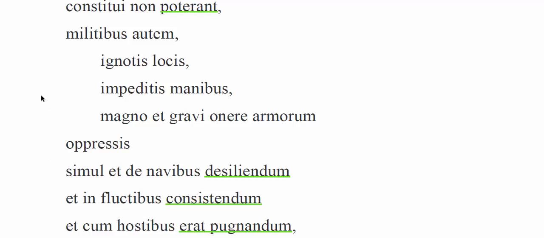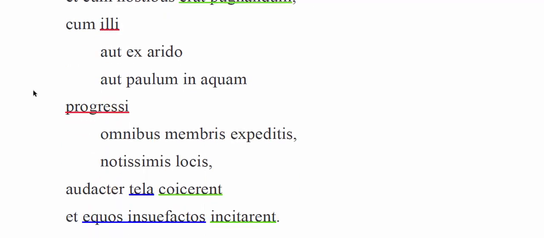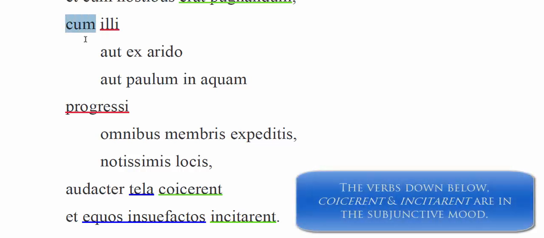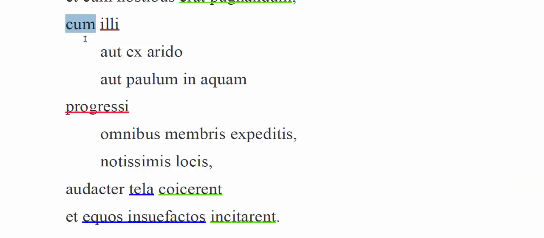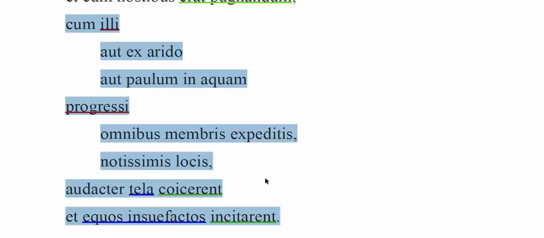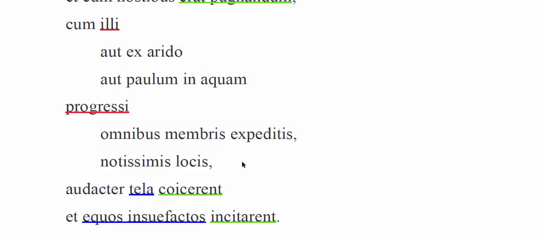So let's move right on, and let's come to the next part, which has to do with illi. Now, illi is the barbarians. And this cum is obviously not cum that means with, it's a clause, but instead of our usual when, since, or because, or although, it might be easier to understand this as something like while on the other hand, because what Caesar is doing is he's contrasting the hard time that our soldiers are having with the relatively easy time that the enemy are having.